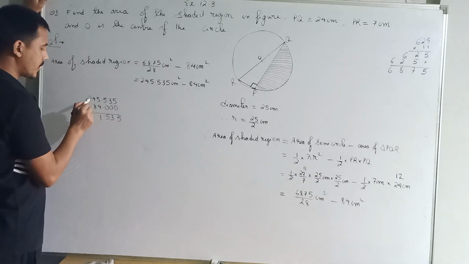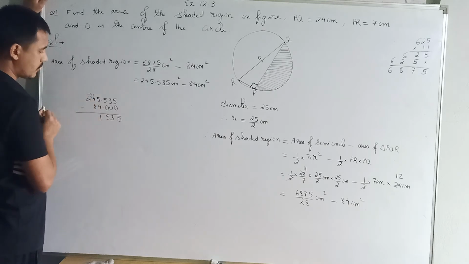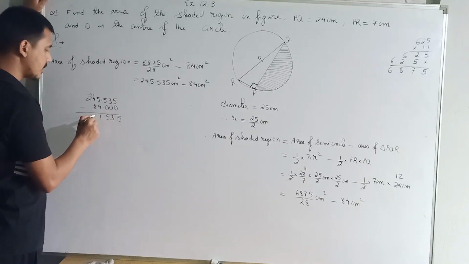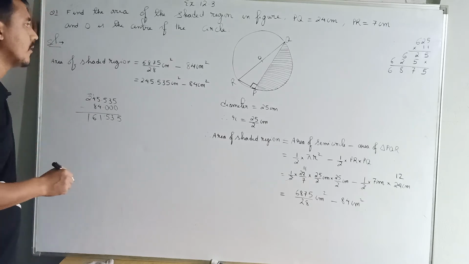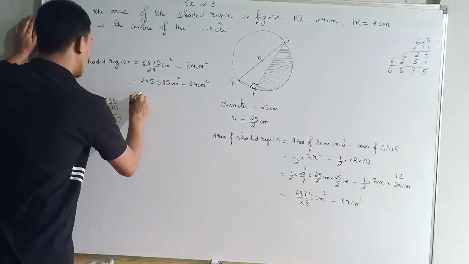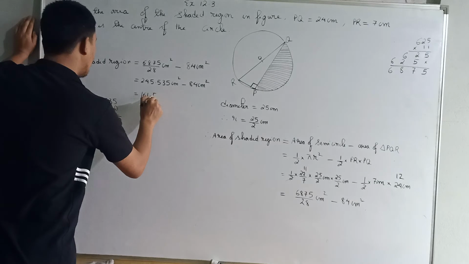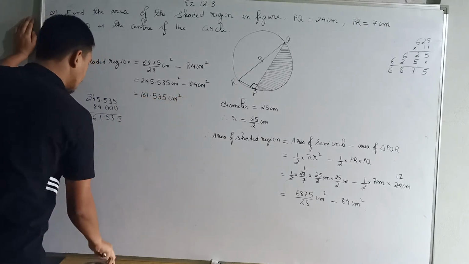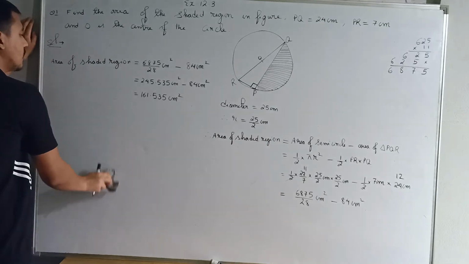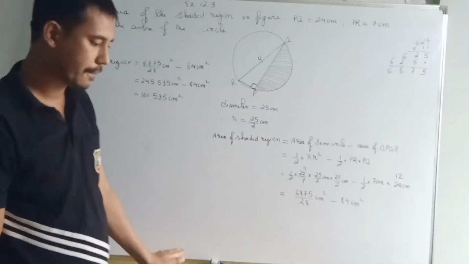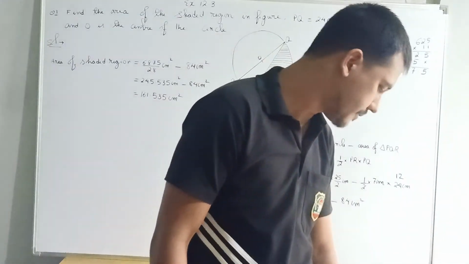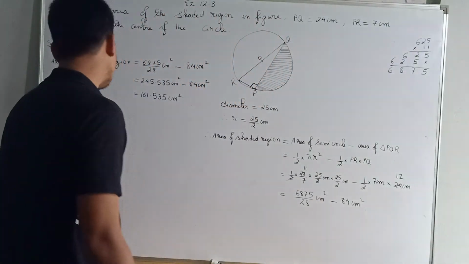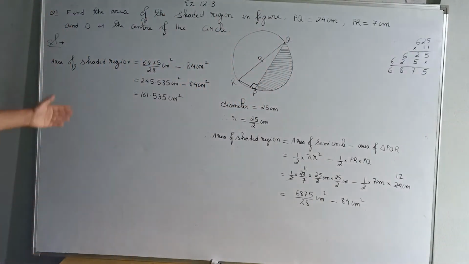We cannot subtract 4 and 8, so we'll go for 14. 14 minus 8 is 6, and then we have 1 over here. So the area of the shaded region is 161.535 square centimeter. So this is your required area. If this is done, we can go for the next question.